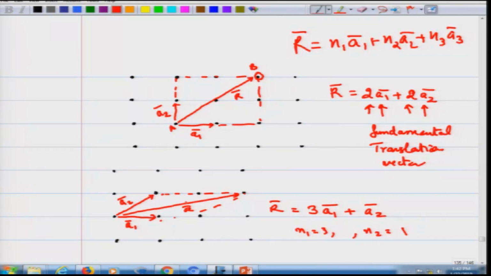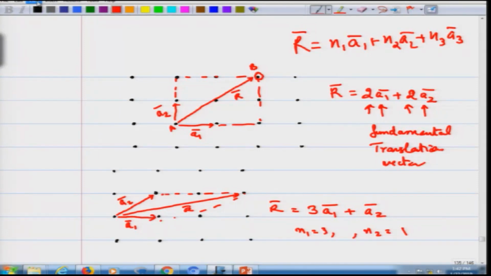So, it is important to have these fundamental translation vectors a1 and a2, but by no means, given a lattice, are they unique. You can have different combinations of a1 and a2, to be more precise, different choices of a1 and a2 for a given Bravais lattice. This is a clear example of it. They do not have to be exactly perpendicular to each other as such.